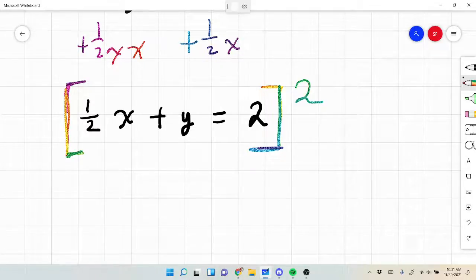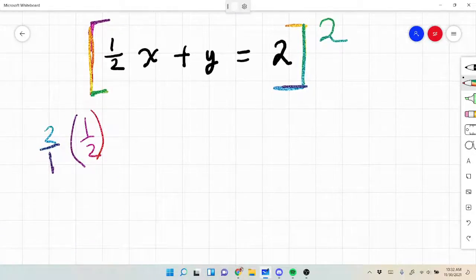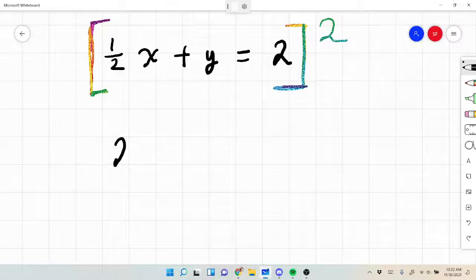So 2 times 1/2 is what? 1. It's not 0. It does disappear, but it disappears for multiplication, which is different than disappear for addition. Oh, because the whole. It's 1. That's right. So this one, the fraction goes away, which is what we wanted. So 1x. And then we've got to do 2 times y. So plus 2y.